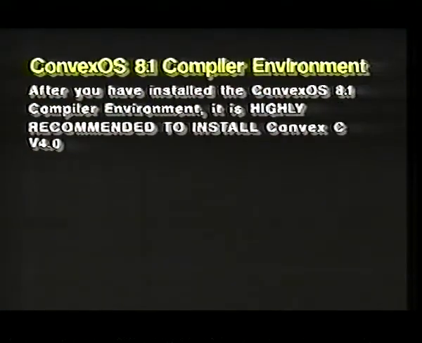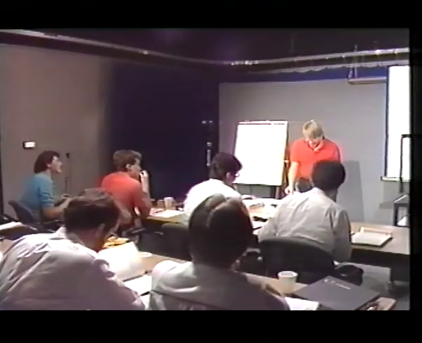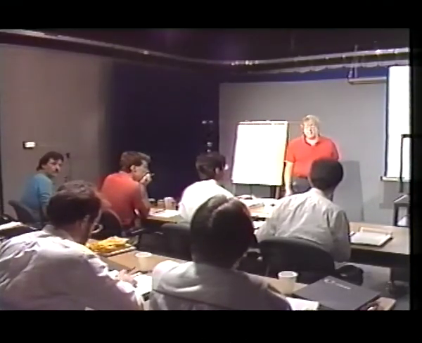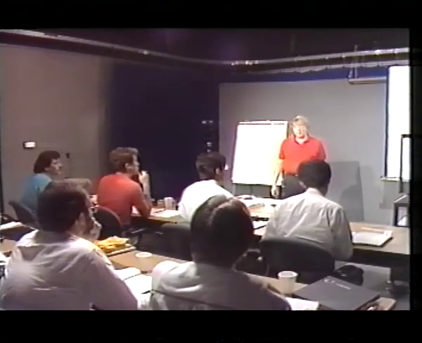After you install the OS 8.1 compiler environment, it is highly recommended to install the C 4.0 installation tape. That's because you do not have the bin CC anymore. Is this compiler environment required for anything else other than C 4.0? Basically, the compiler environment has all the POSIX standard and header files, all the C ANSI header files. All the header files are basically ANSI, POSIX, and backward compatible.